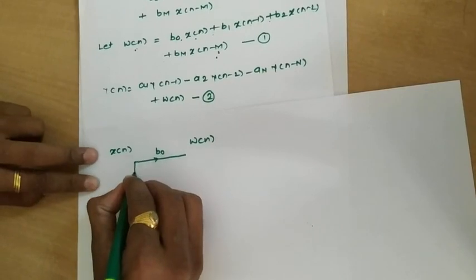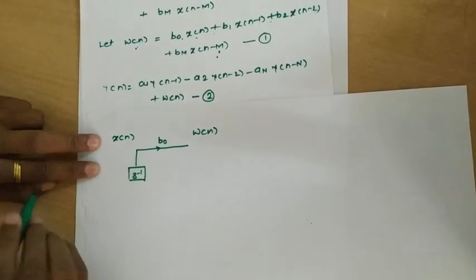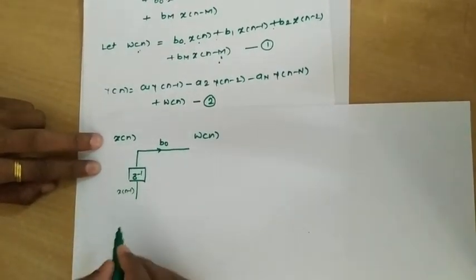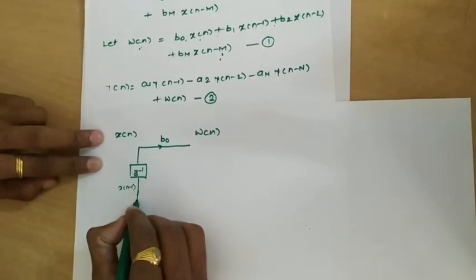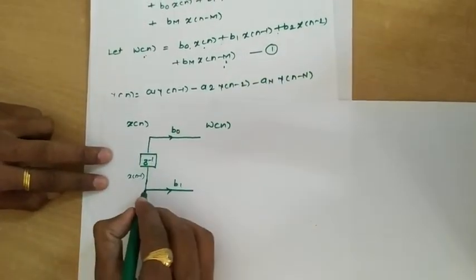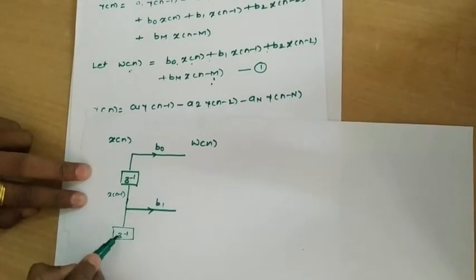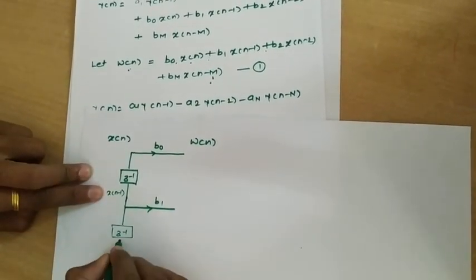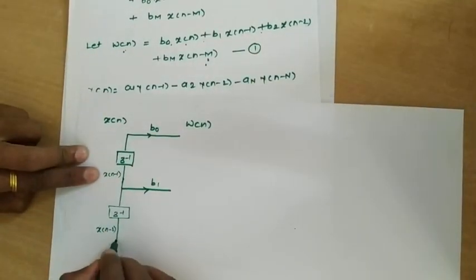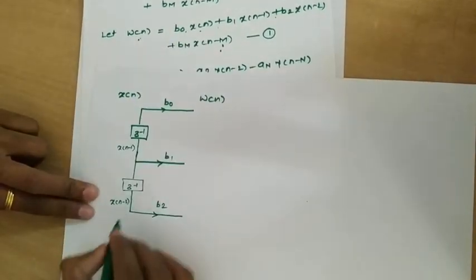So in order to generate x of n minus 1, we'll use one delay element as z inverse, whose input is x n and output becomes x of n minus 1. Now it is multiplied with b1. So this is b1. Similarly next x n minus 2. So another delay element we'll add as z inverse. Now the input of this term is x of n minus 1 and its output will be x n minus 2. Now it is multiplied with b2.